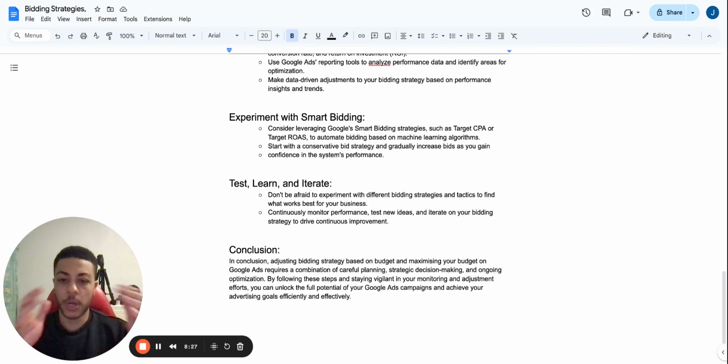So, in conclusion, adjusting bidding strategy based on budget and maximizing your budget on Google Ads requires a combination of planning, strategic decision making, and ongoing optimization. By following these steps and staying vigilant in your monitoring and adjustment efforts, you can unlock the full potential of your Google ad campaign and achieve your advertising goals efficiently and effectively.